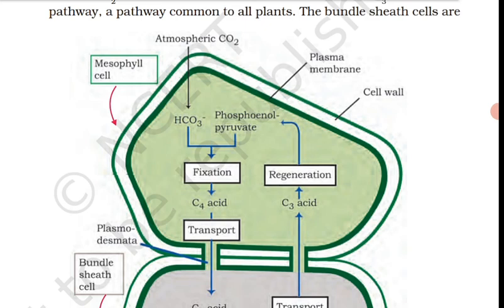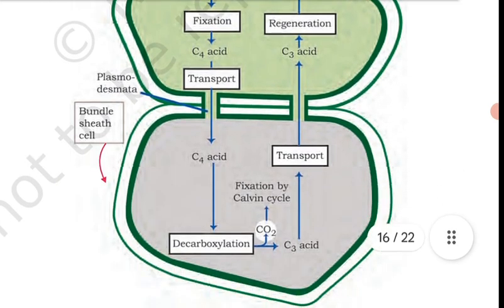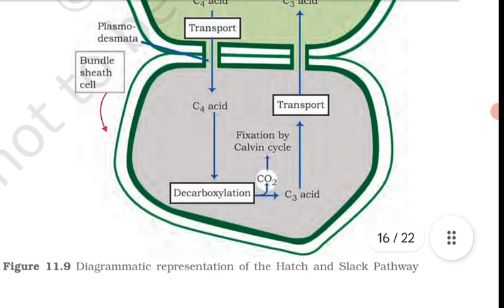Rubisco, that is the most abundant enzyme in the world. Do you wonder why? It is characterized by the fact that its active site can bind to both CO2 and O2. Hence the name.